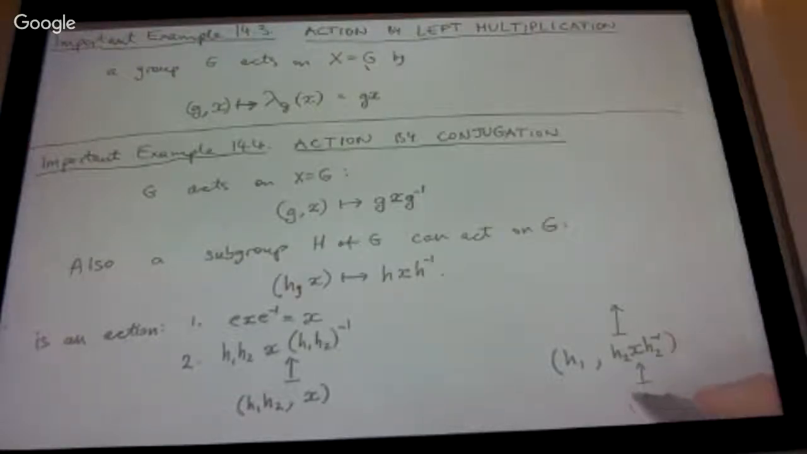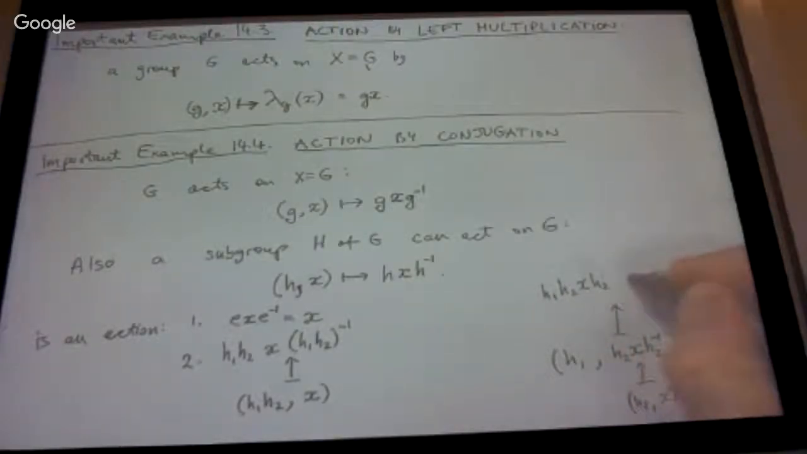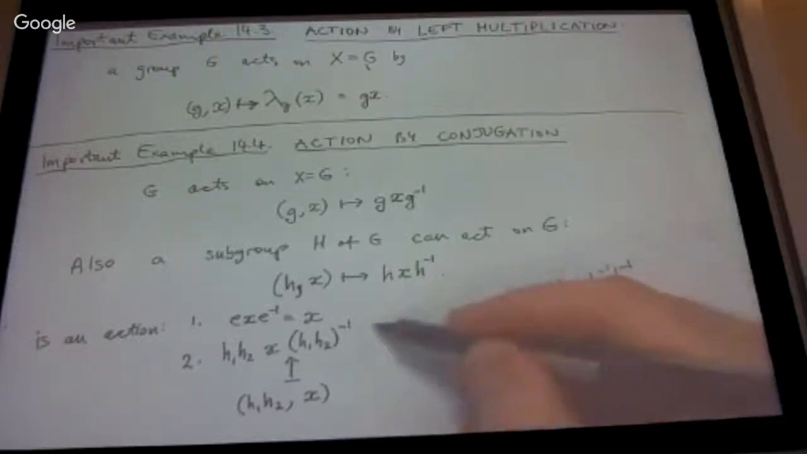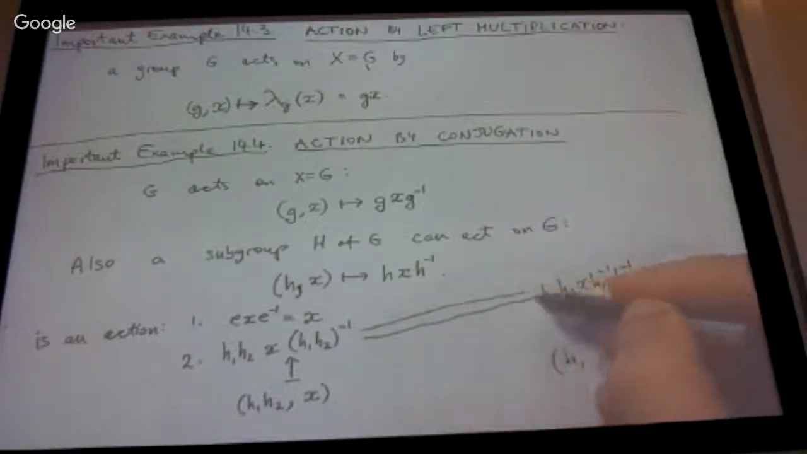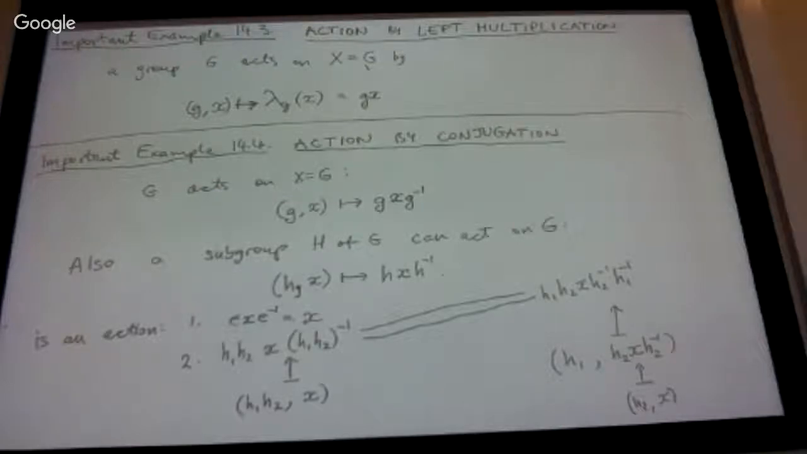Because this is what you get from H2 and X. And from this, what you get is H1, H2, X, H2 inverse, H1 inverse. Oh, I left too much space, but actually you don't have to write any intermediate results because you can see that they're equal. Hopefully. Is that clear now? But you missed the definition. It's not clear.